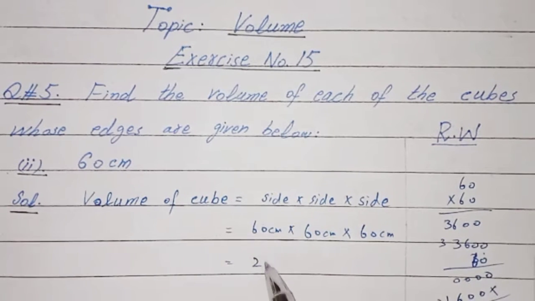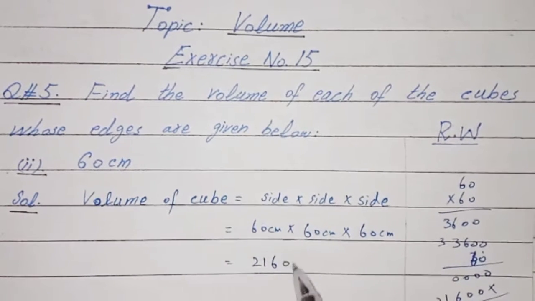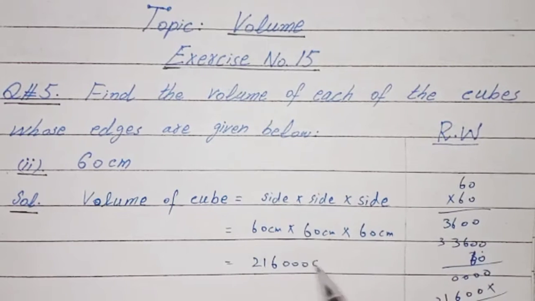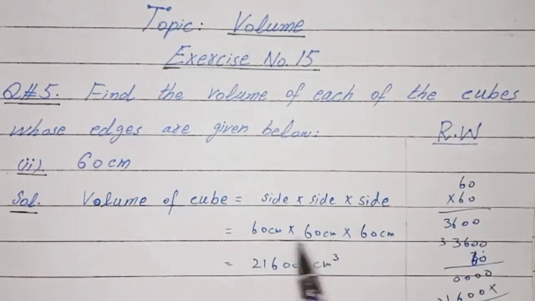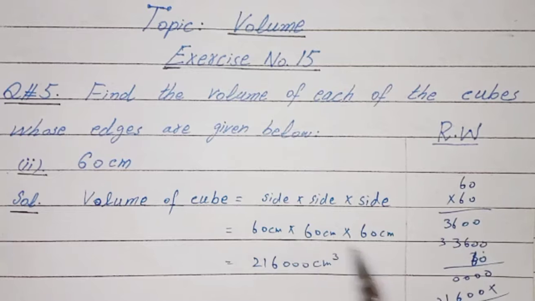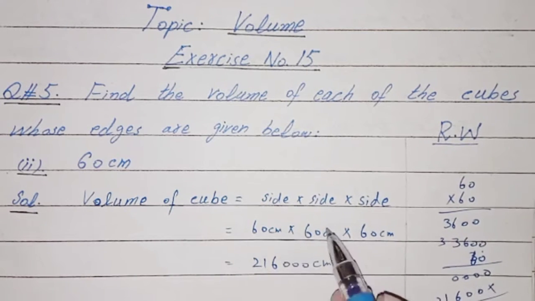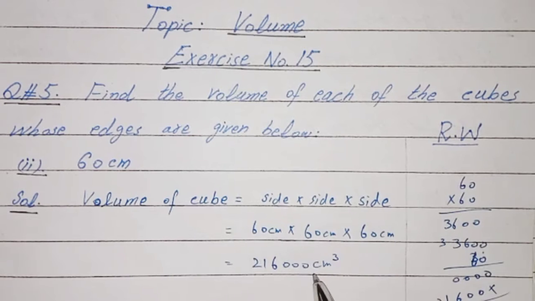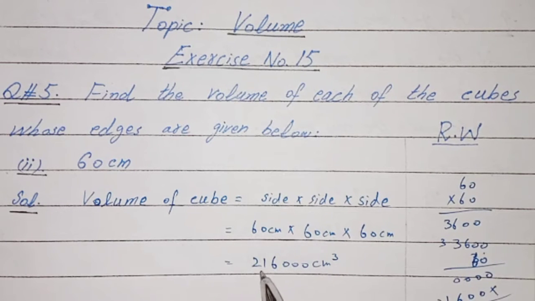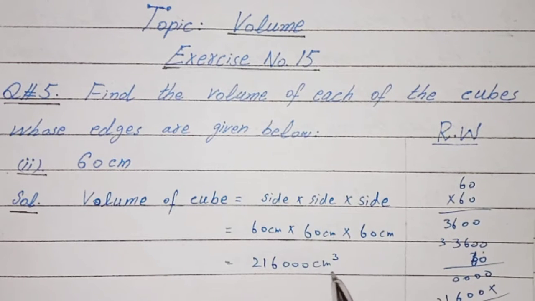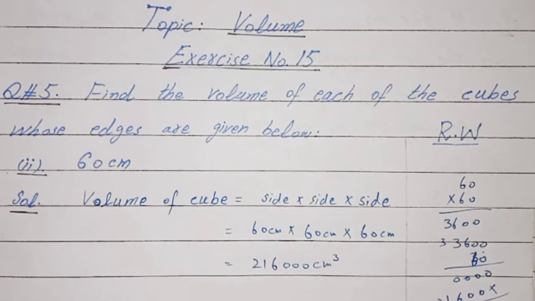So the answer will be 216,000 centimeter cube, because centimeter is multiplying 3 times, its power will be added: 1, 1 and 1. The total volume is equal to 216,000 centimeter cube.